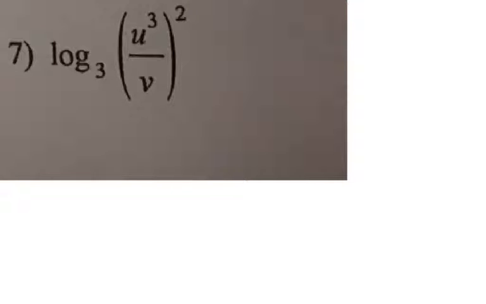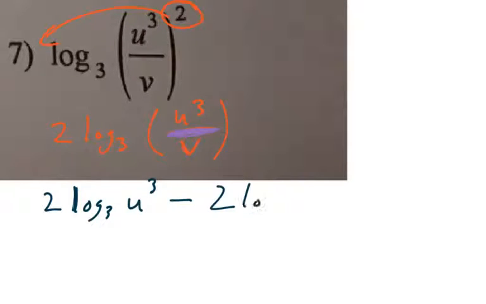All right, let's see how you did. Did you notice I had this 2 power on the parentheses? Let's bring it in front, right? 2 log base 3 of u cubed over v. Now, you should have noticed I have a divide right here, right? So I'm going to make that into a subtraction. So I have 2 log base 3 of u cubed minus 2 log base 3 of v.